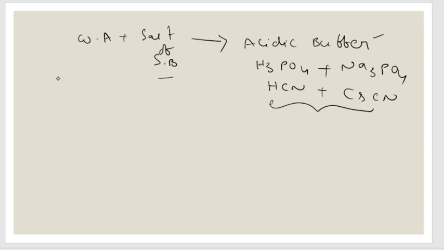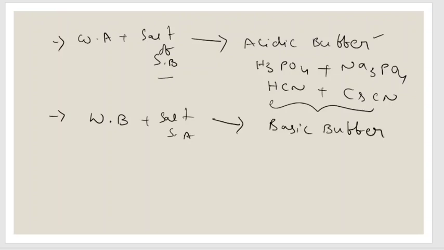Anyhow, let's move to the next buffer, that is the basic buffer. Let us see the examples of it. The mixture of a weak base and a salt of a strong acid can act as a basic buffer. The examples for basic buffer are, if we consider NH4OH, it is a weak base.